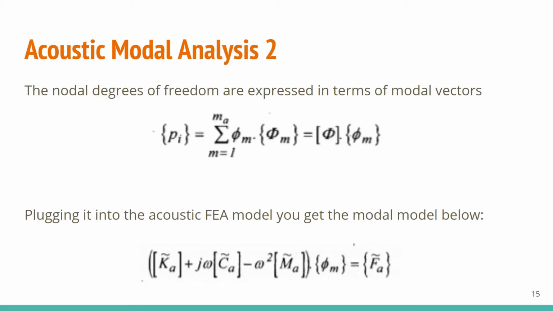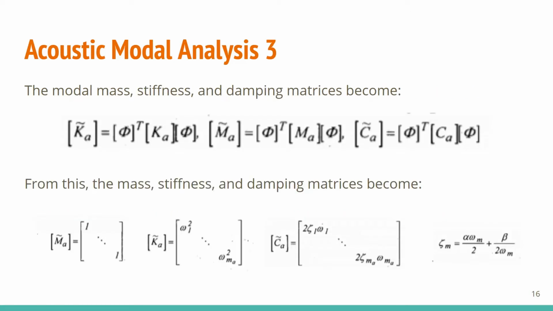Nodal degrees of freedom are expressed in terms of modal vectors instead of the typical. So Pi turns into phi times phi m. And plug it into the acoustic FEA model, you get the modal model below, which looks very similar, but everything's in a different domain. So modal mass, stiffness, and damping matrices become as follows. K turns into phi, K phi, Ma turns into phi, Ma phi, Ca turns into phi, Ca phi.